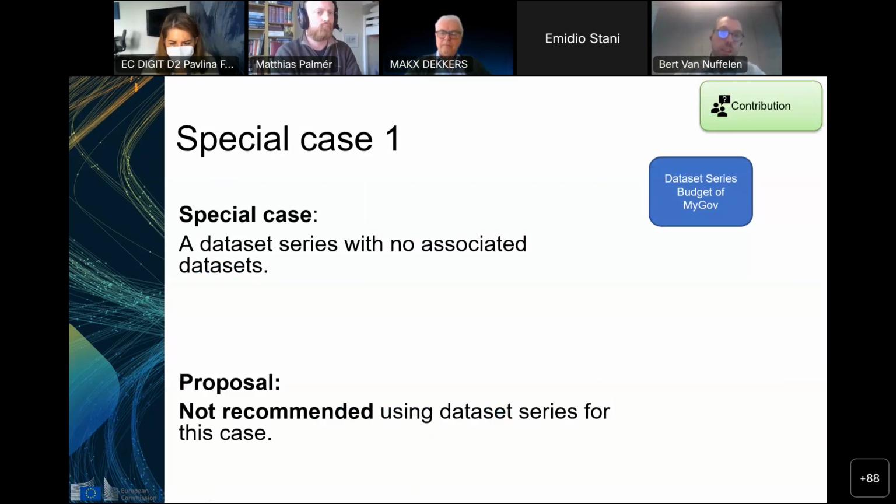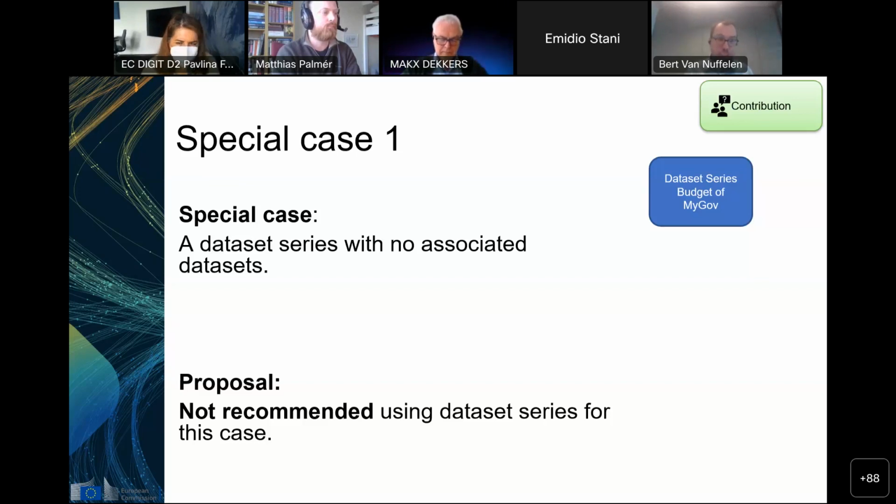So what I want to do now is have prepared three cases, and I would like to hear your opinion about the likelihood that this will occur, and whether you feel this should be supported as a very good case or more as an exceptional case. So the case is that we have just a description of a dataset series, but no associated datasets with it. So you don't know what the collection is. You have no way to get to the data as such.